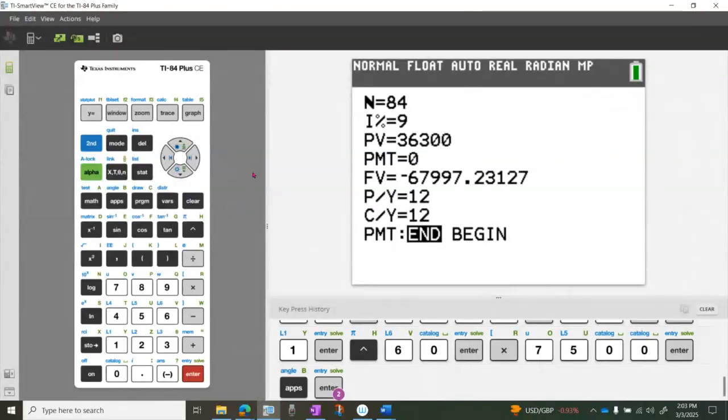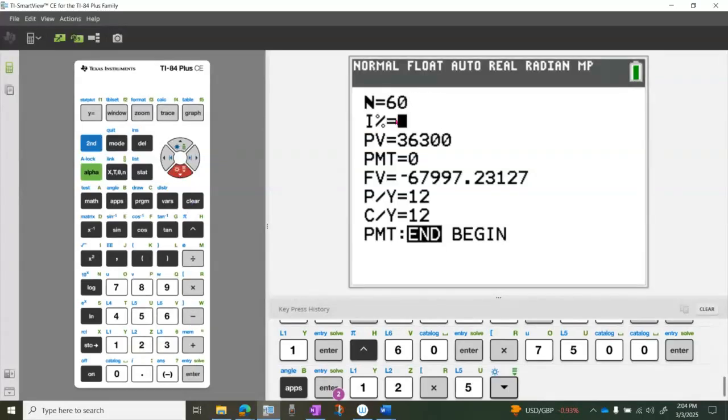So let me explain what N represents. Capital N represents the total number of times your interest is compounded. In our example, the interest is compounded monthly, so 12 times a year for 5 years. Capital N is 60. Again, what does 60 mean? It is the number of times you have interest compounded: once a month over 5 years, 60 times.